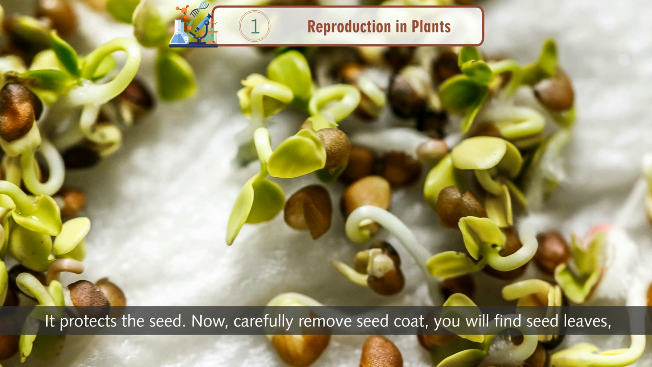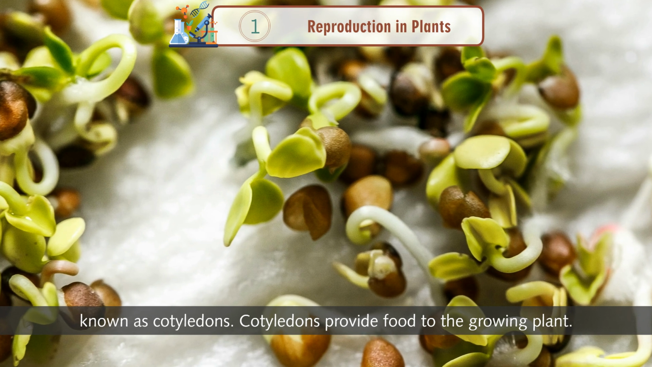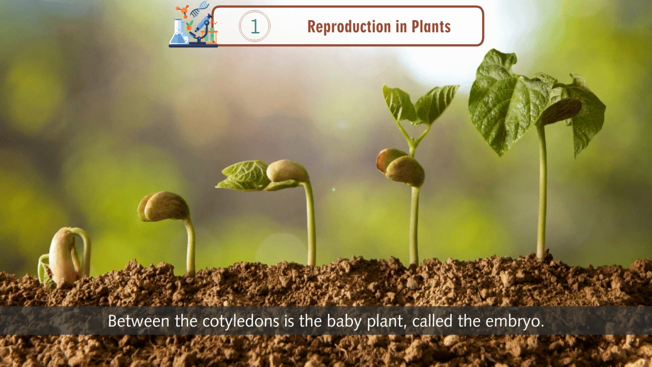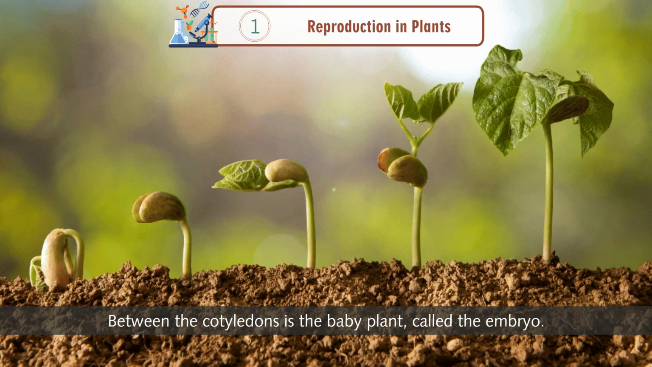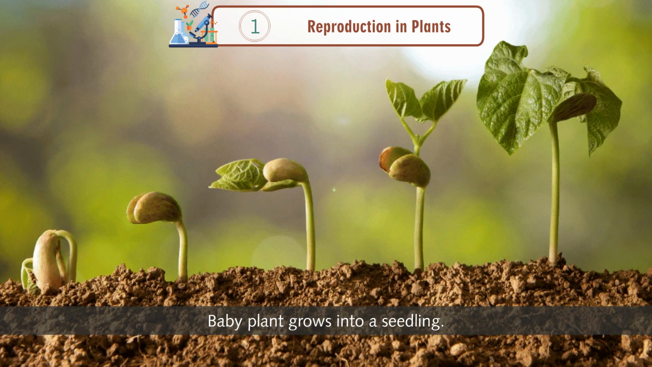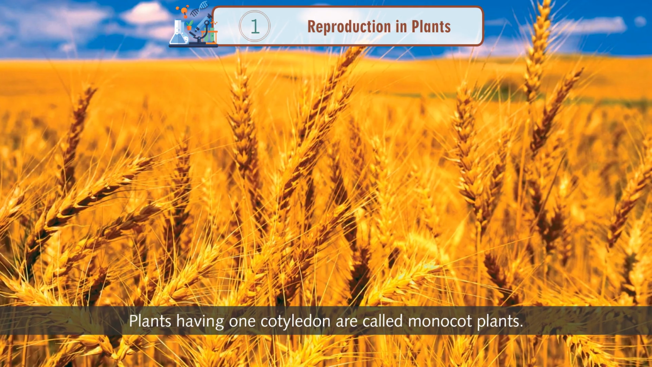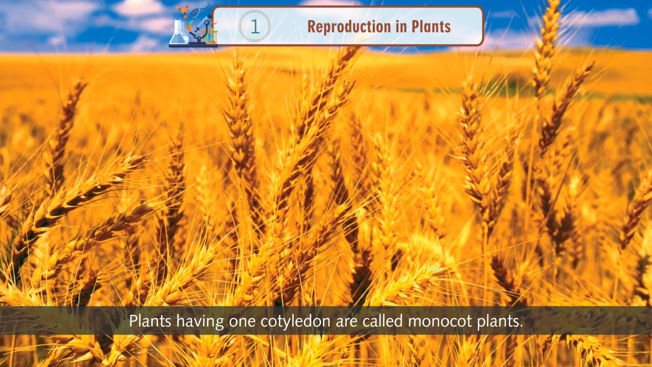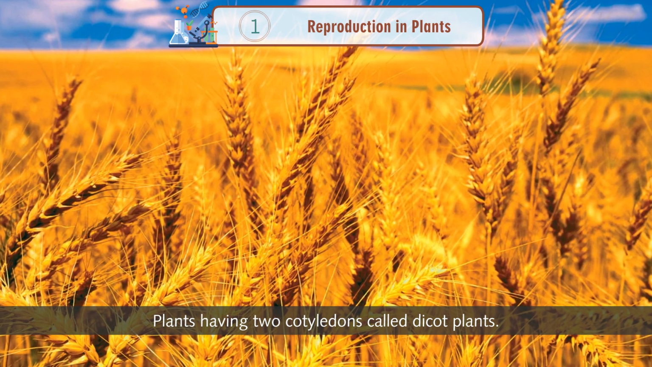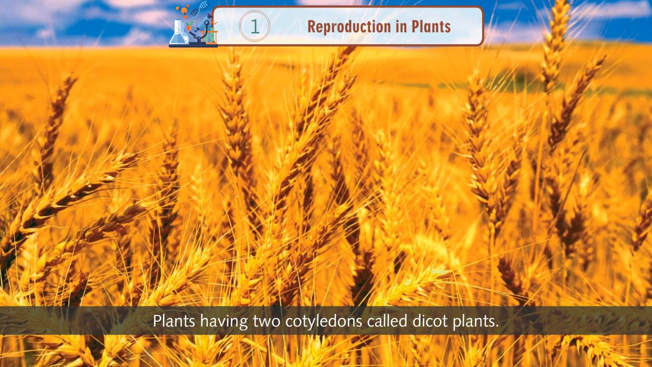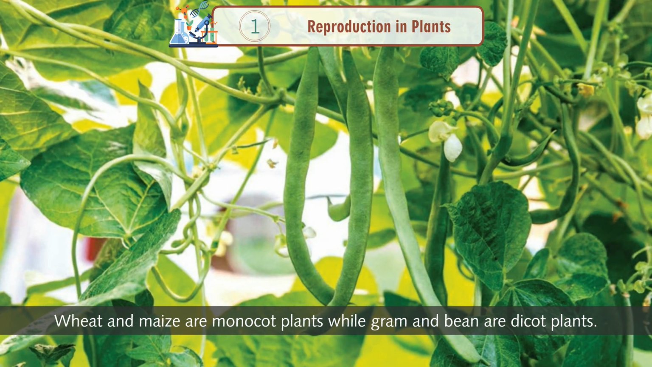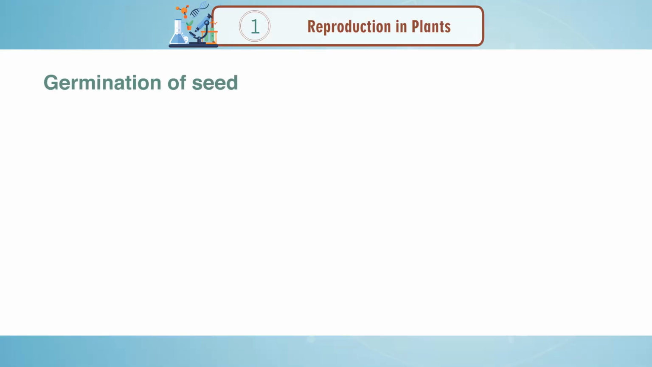You will find seed leaves known as cotyledons. Cotyledons provide food to the growing plant. Between the cotyledons is the baby plant called the embryo. Baby plant grows into a seedling. Plants having one cotyledon are called monocot plants. Plants having 2 cotyledons are called dicot plants. Wheat and maize are monocot plants while gram and bean are dicot plants.